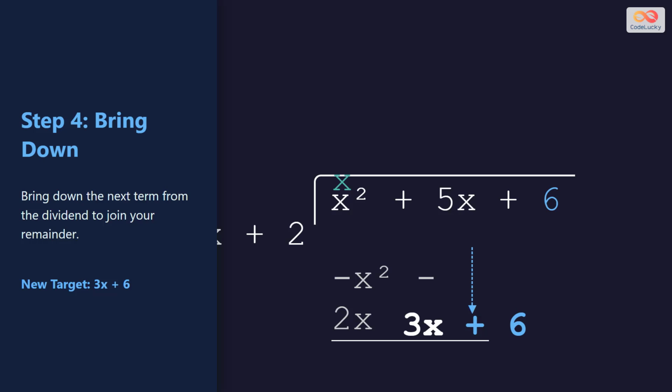Step 4 is bring down. We bring down the next term from the dividend, which is the positive 6. This gives us a new expression to work with, 3x plus 6.